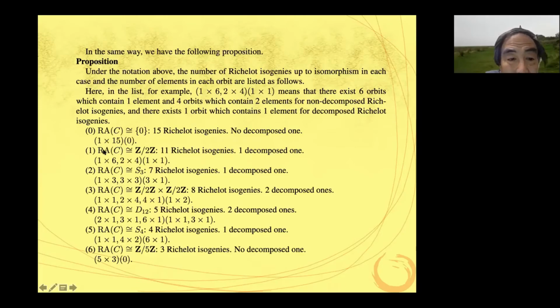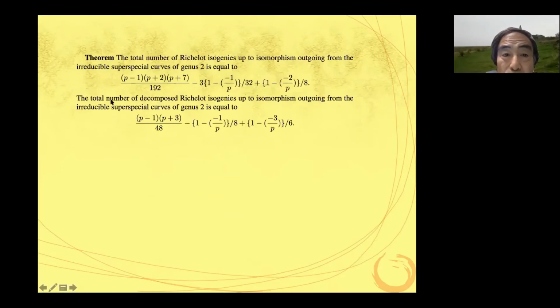And if the reduced automorphism group is Z over 2Z, then as I showed already, 11 Richelieu isogenies exist and 1 decomposed one. So we make a list, and using this, we can show this result.